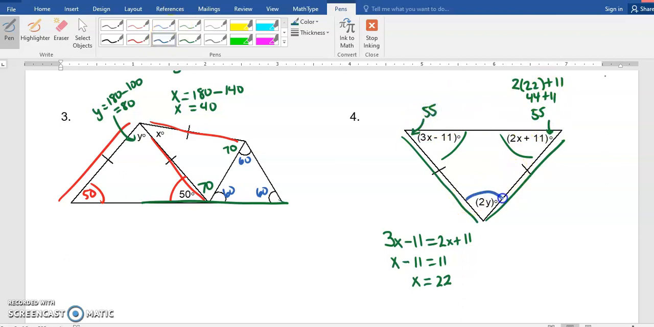So 180 minus the two 55s leaves 70 for that one. So if 2y is 70, y is 35.